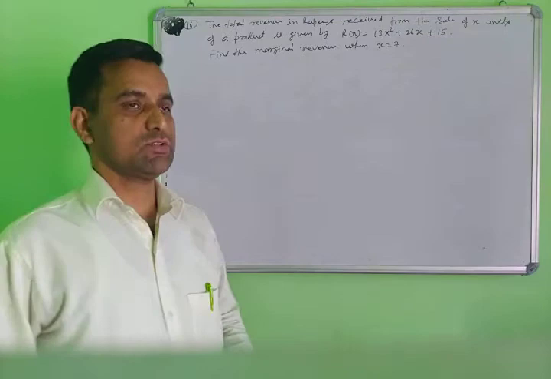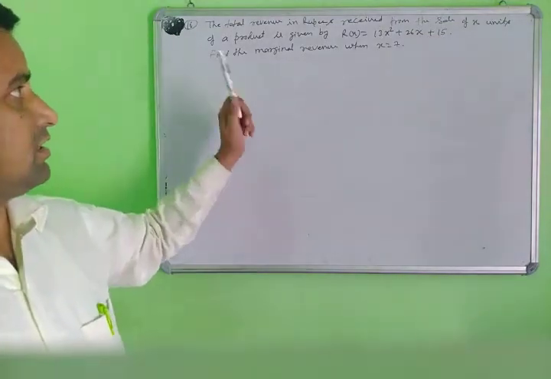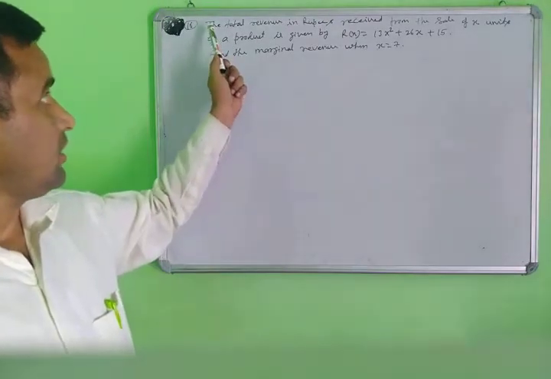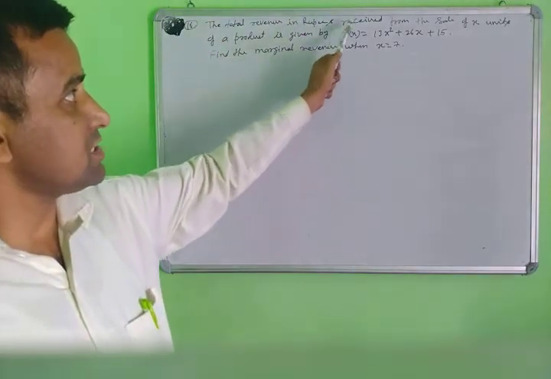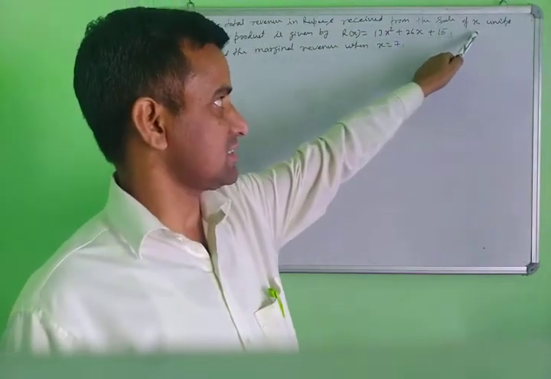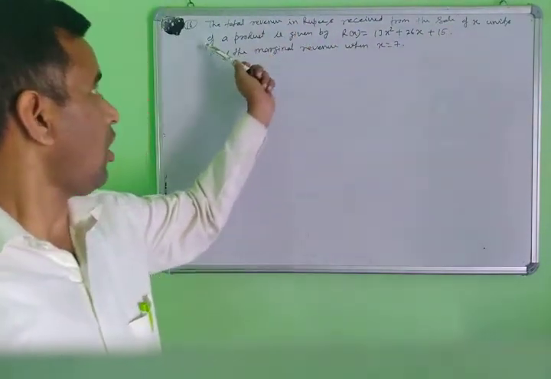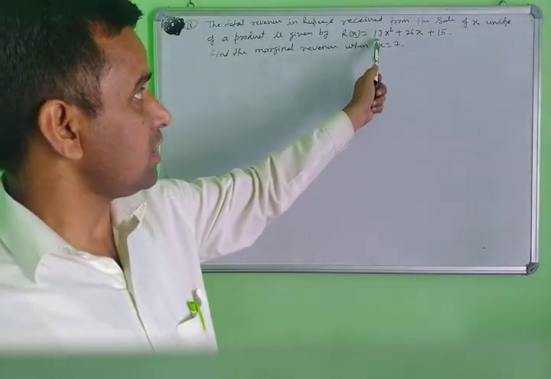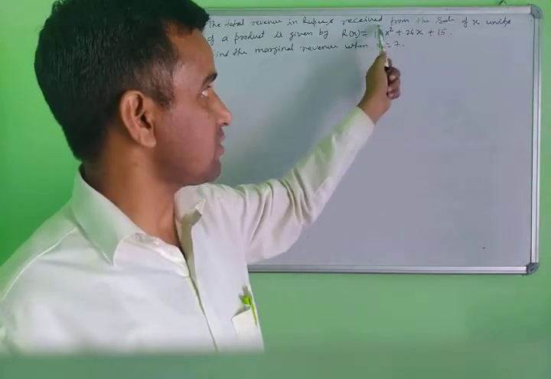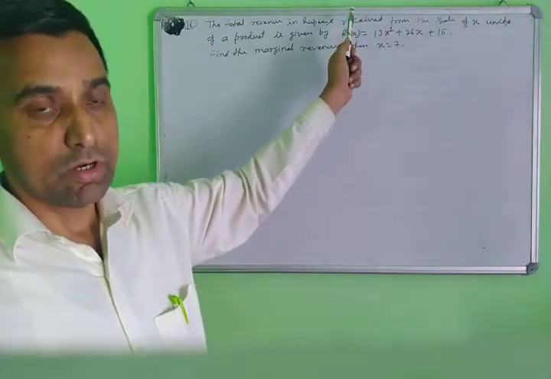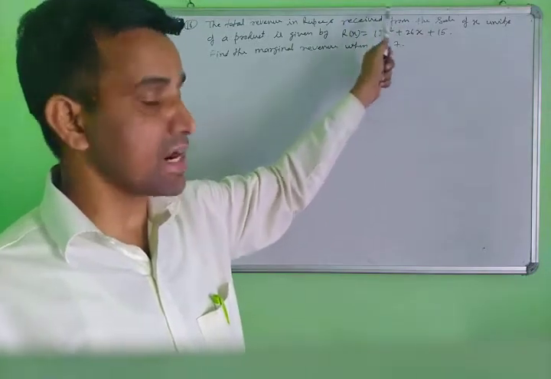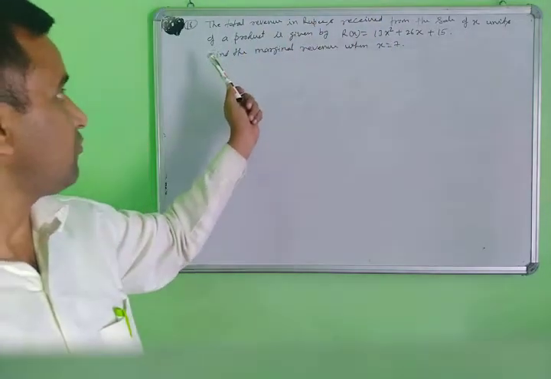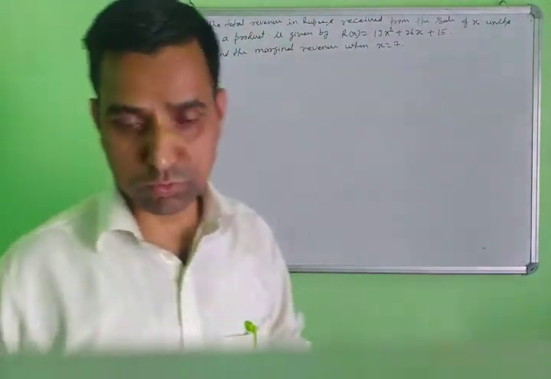Yes, students, next I am taking question number 16. This is a different type of question. Now read the question here. The total revenue in rupees received from the sale of x units of a product is given by the total revenue here. Write it in algebraic equation form, not directly in rupees or amount form. Find the marginal revenue when x equal to 7.